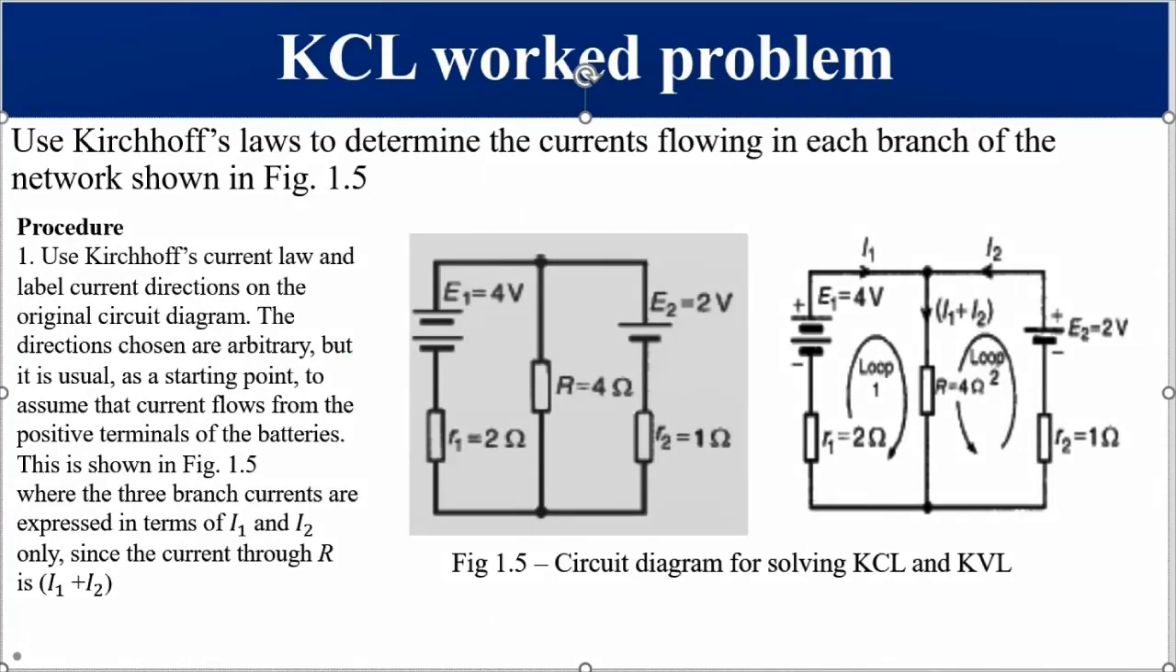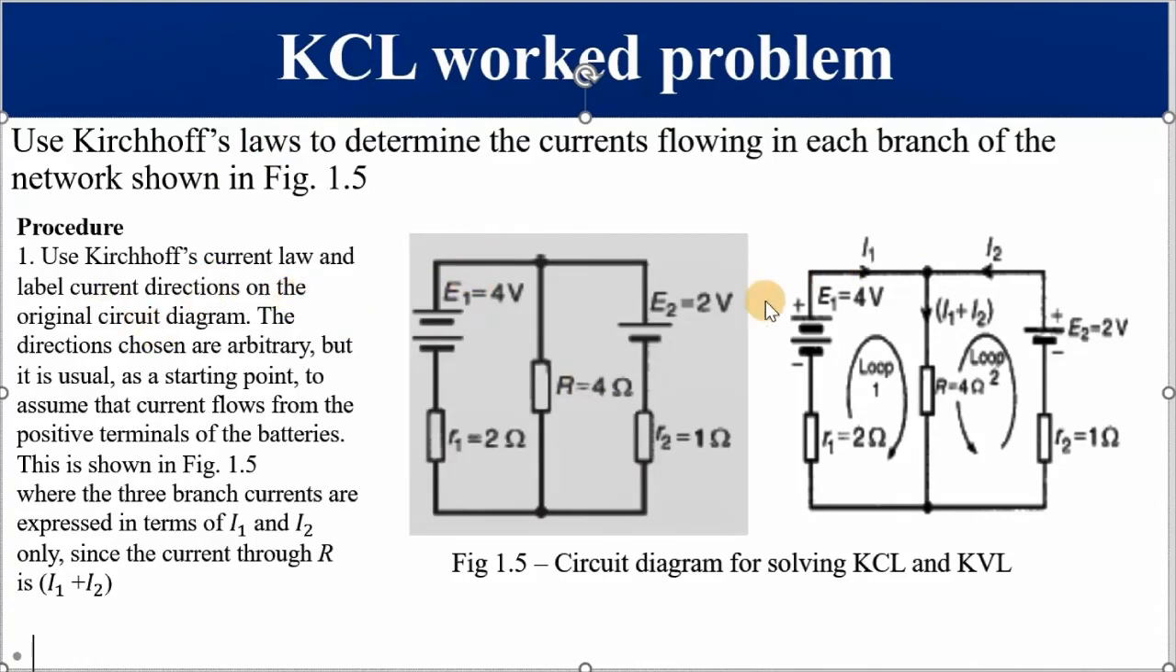This time you are given a circuit diagram with two sources E1 and E2, and we said that you cannot solve this using Ohm's law. So the question says use Kirchhoff's laws to find the currents flowing in each branch of the network. This is Kirchhoff's current law, and it's a procedure I described for you to follow. Use Kirchhoff's current law because the question does not state, and label current directions on the original circuit diagram.